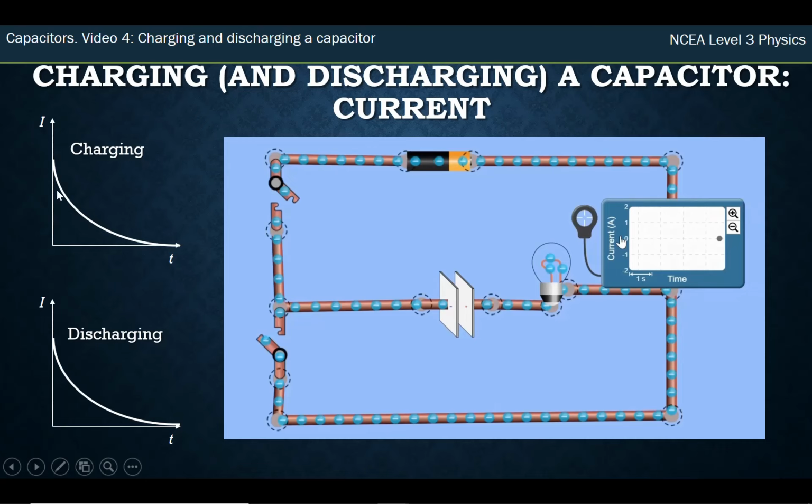This is an exponential decay. You might have learned about this in maths and calculus, and we're not going to go into it as complicated as what you might do in maths. For now, you just need to be able to remember the shape. Both charging and discharging, the current through the capacitor or through the circuit looks the same.